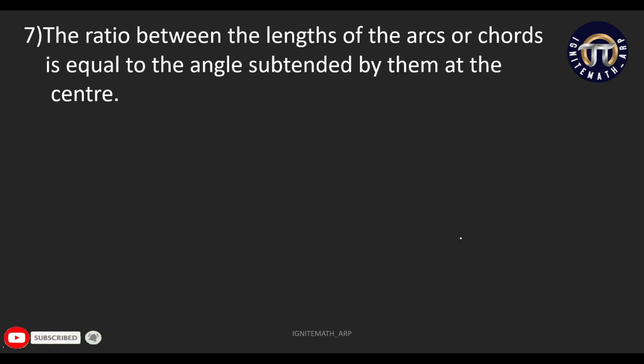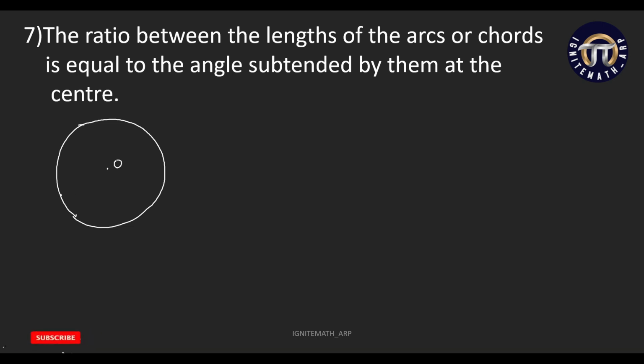The ratio between the lengths of the arcs or the chords is equal to the angle subtended by them at the center. In the sense, very simple, children, it seems to be very difficult, but if you understand the meaning of these statements, they are very simple. So now this is the center of the circle.